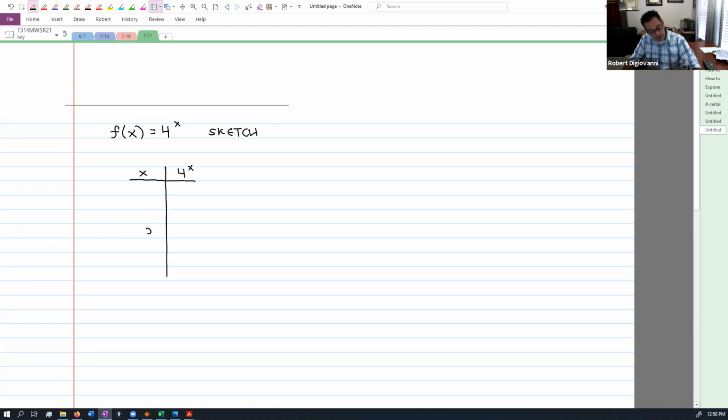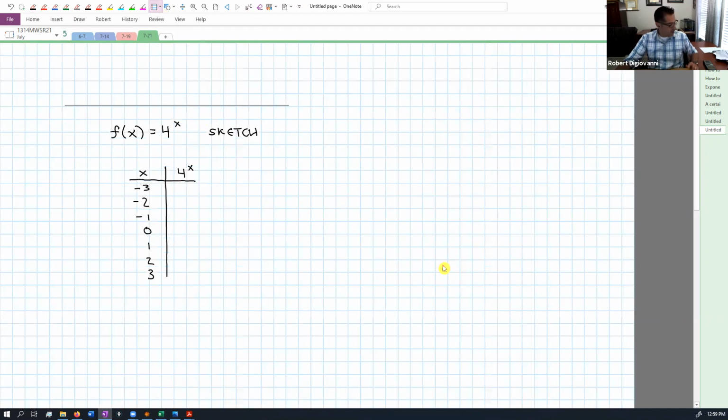We're all going to plug in 0. We're going to plug in 1, 2, and 3. And we're also going to plug in -1, -2, and -3. That's 7 numbers that you're going to plug into that function. You're going to use your calculator. You're going to get the answers. So I'm going to get on my calculator and figure out what these are. So 4 to the -3, 4 to the -2, 4 to the -1, 4 to the 0, 4 to the 1, 4 squared, 4 cubed.